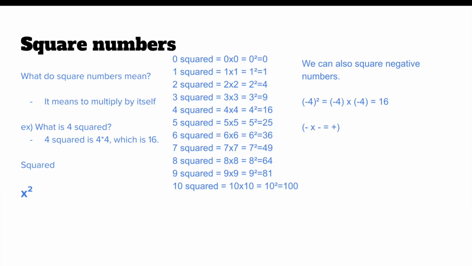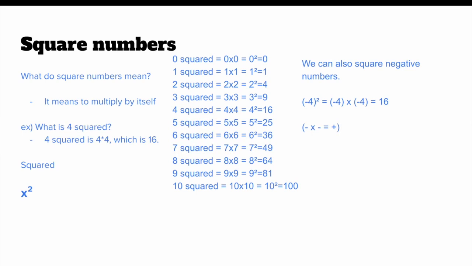For example, what is 4 squared? 4 squared is 4 times 4, which is 16. Squared is often written as a little 2 like this. The little 2 says the number appears twice in multiplying. Let's look at the squares from 0 squared to 10 squared.